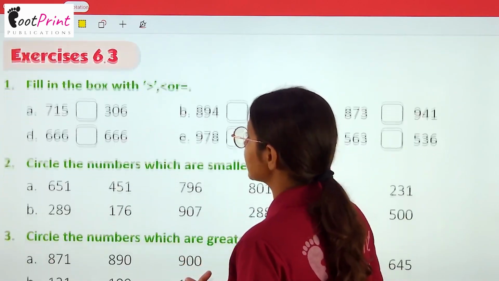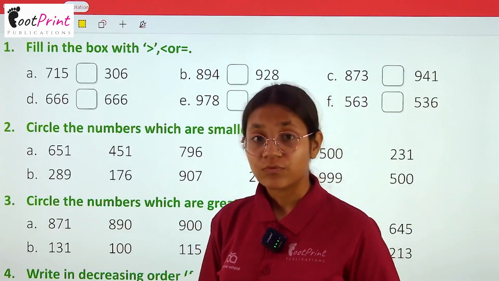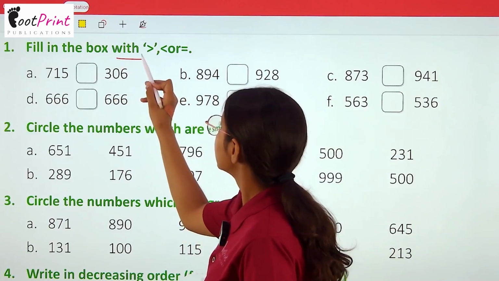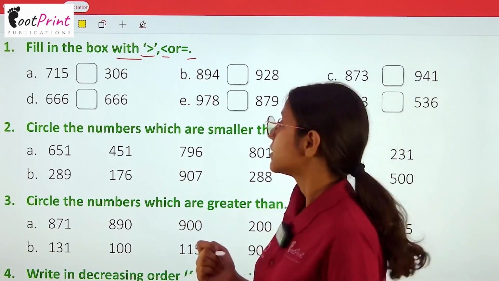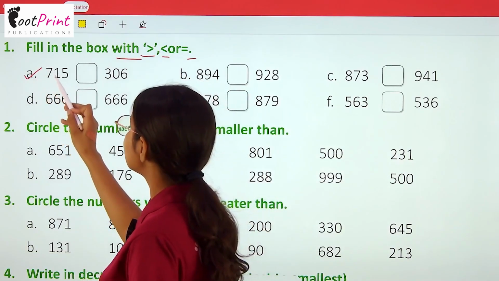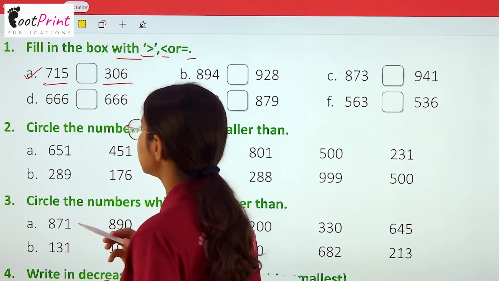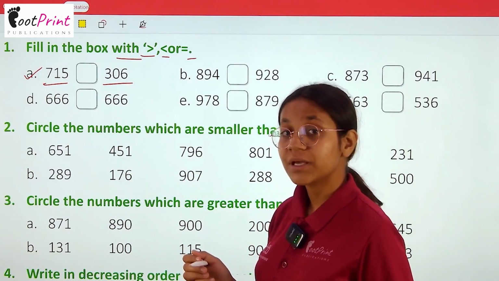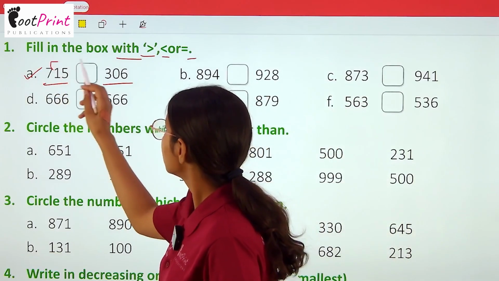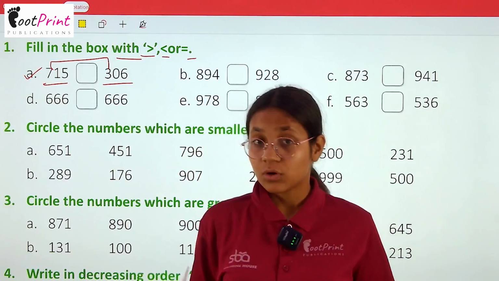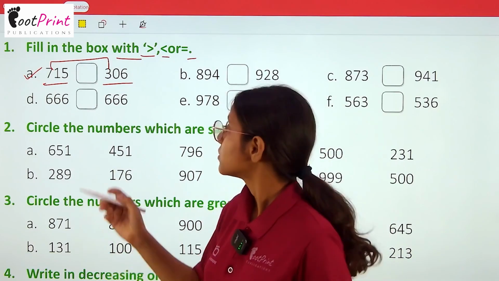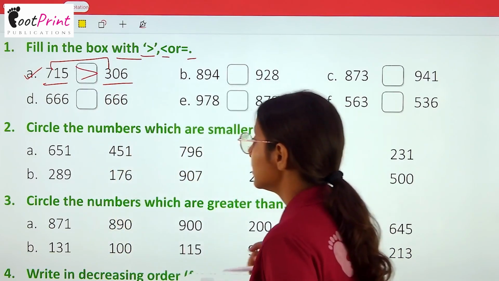Now exercise 5.3, question number 1. Fill in the blanks with greater than, lesser than or equal to sign. So see, here 715 and 306. We can compare it by just looking at the number of hundreds. It is 7 and it is 3. As we all know, 7 is greater than 3. So we can easily put the sign.